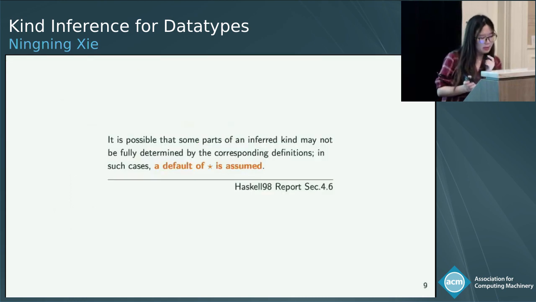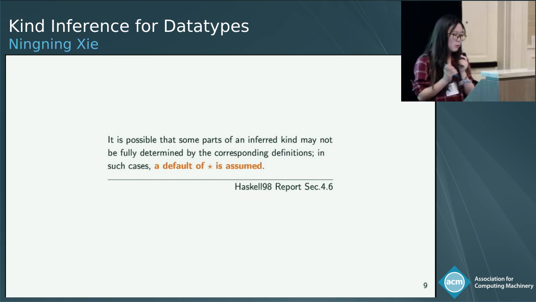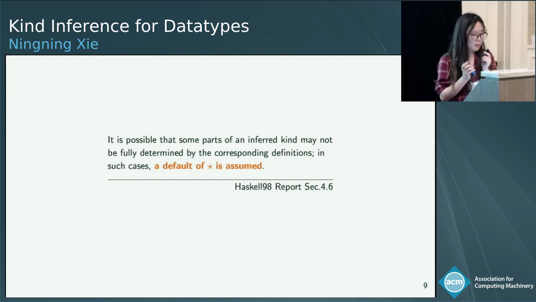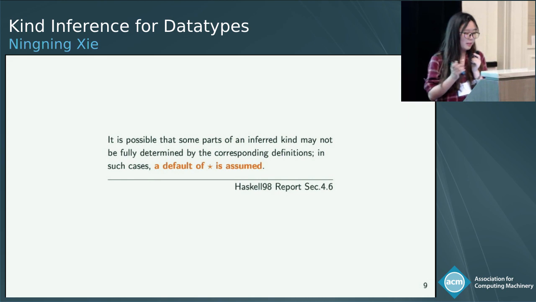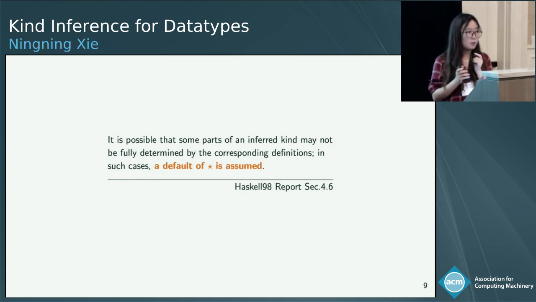Luckily, what to return has already been answered in the original Haskell 98 report, which says that it is possible that some parts of an inferred kind may not be fully determined. And in such cases, a default of star is assumed.